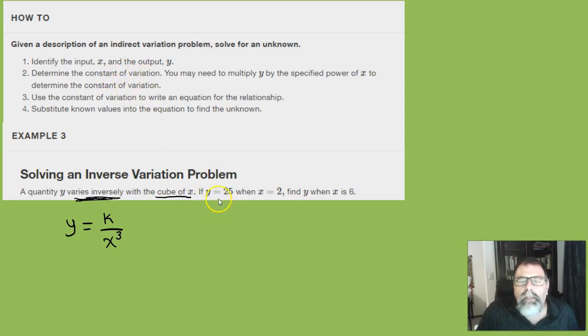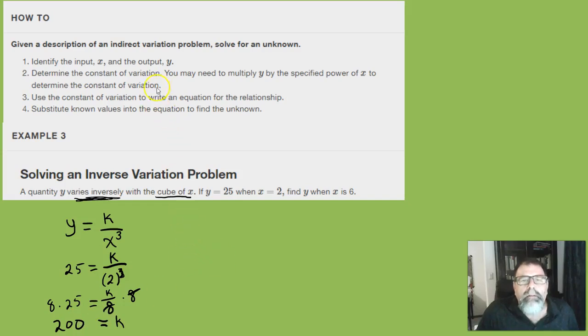All right, so we're going to plug in the 25 and the 2. So 25 for y, 2 for x. Oh, why did I put 2 there for k? That should be k over 2 cubed. So 2 cubed is 8. And now I'm going to solve it for k. So I'm going to multiply both sides by 8. So k is equal to 8 times 25, which is 200.